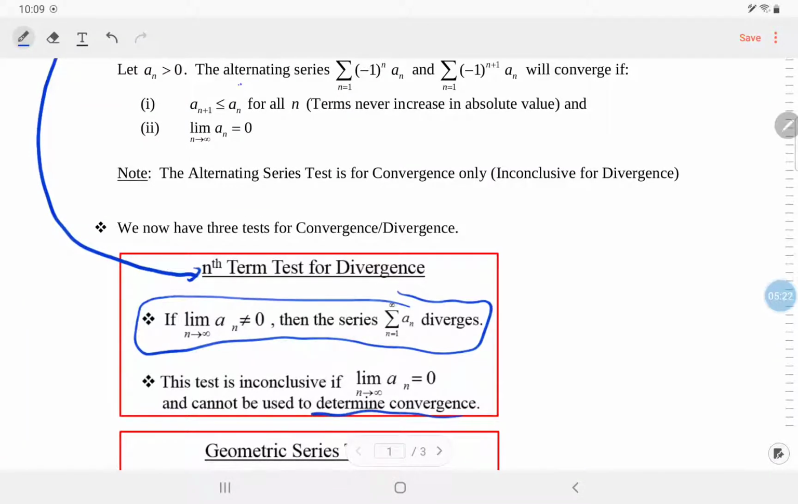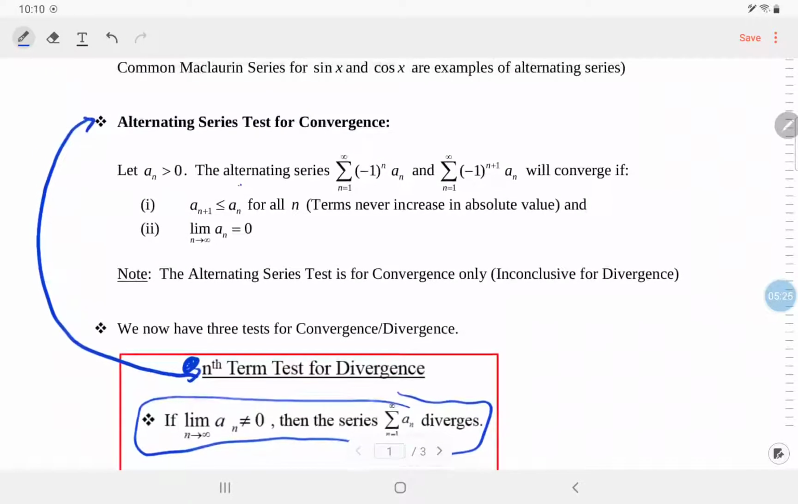It cannot determine convergence. So typically, when the nth term test fails and it's inconclusive, try alternating series. It might pick up where the other one fails. Or likewise here. For the alternating series test, it requires your limit at infinity to equal 0. You say, well, what if it doesn't? Then I can't say it converges by the alternating series test.